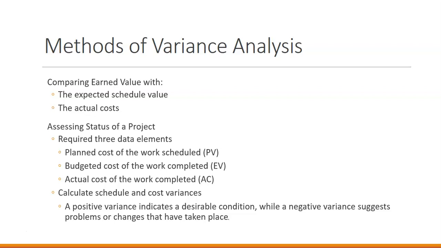We have our planned cost of work, the budgeted cost of the work completed, and the actual cost of the work completed. When we're looking at our schedule and cost variances, we're looking at if we have positive or negative variances. So if we have a negative variance, this means that we've either spent too much money or we're behind on our time to completion. If we have a positive variance, we are both ahead of schedule and we are saving money.